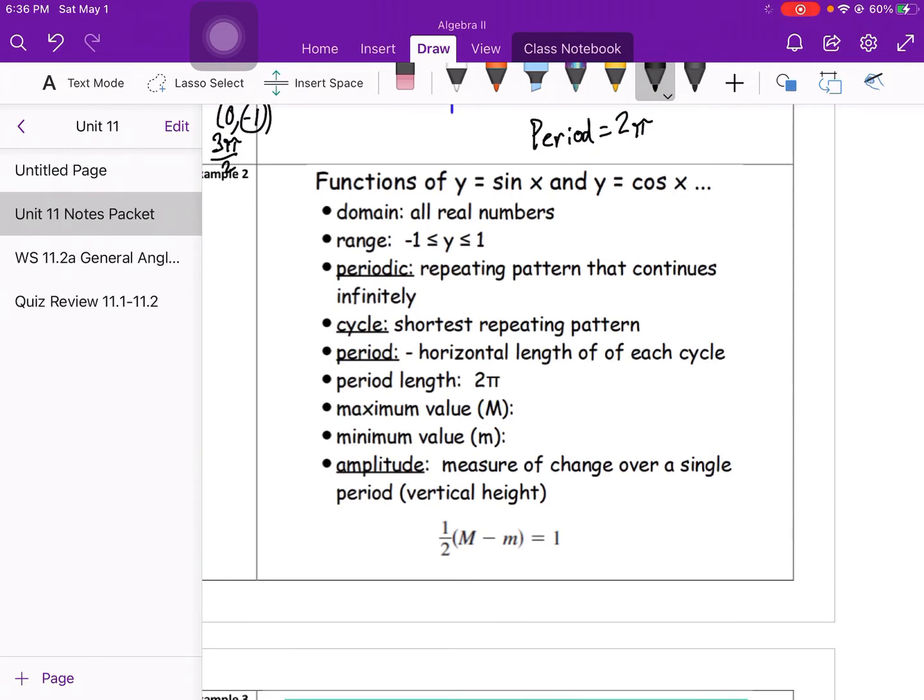The maximum value is 1 and -1, as that's the highs and lows. And then the amplitude is the measure of change over a single period, so the vertical height.